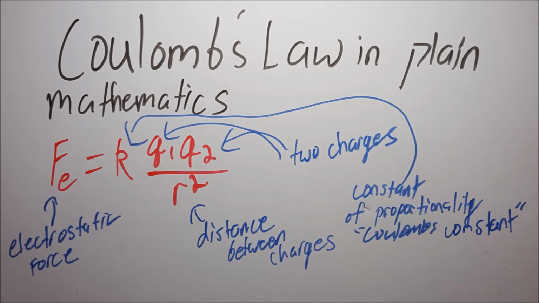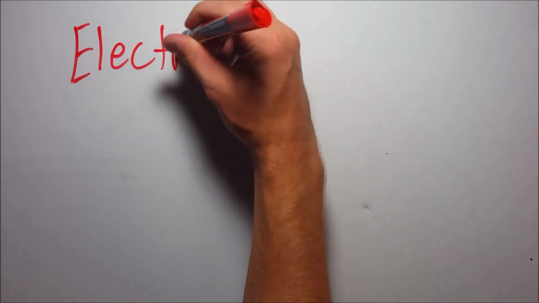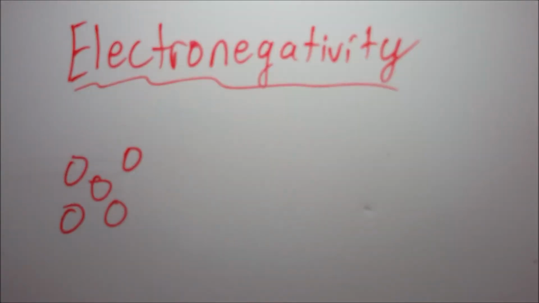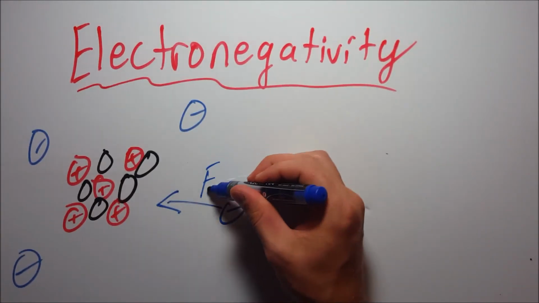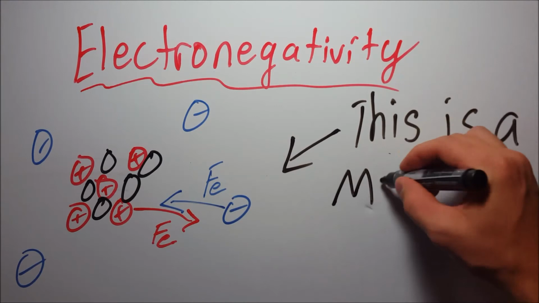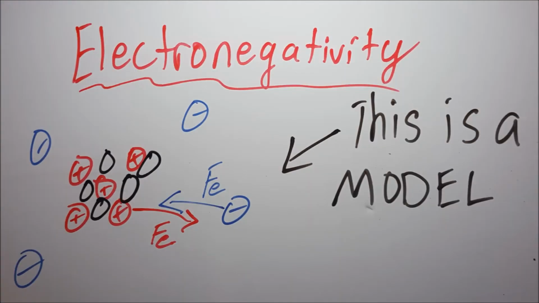Let's look further into what this says. First, it is useful to think of electronegativity as the force that the nucleus has on the electrons in the valence shell. Think back to the first episode. This is a model that I am using to answer this question. Is this approach perfect? No, it is not.